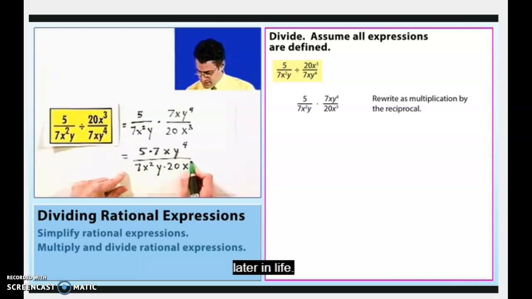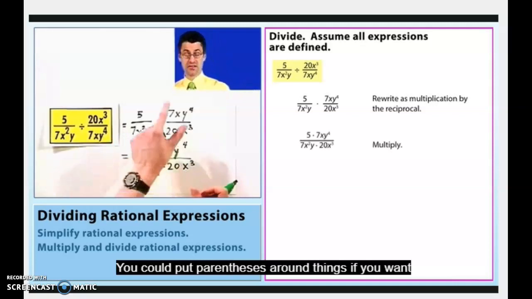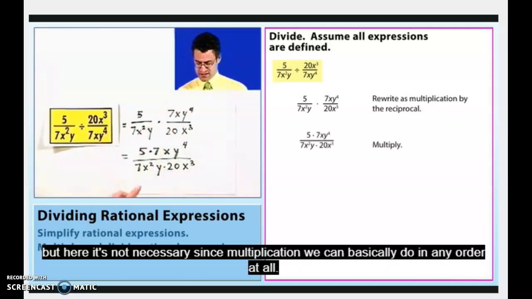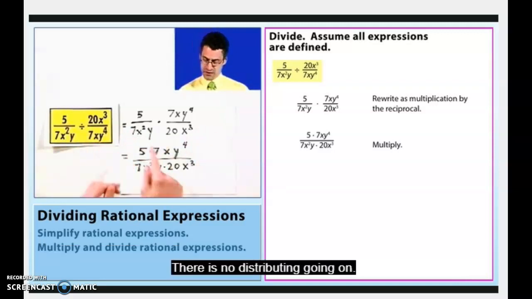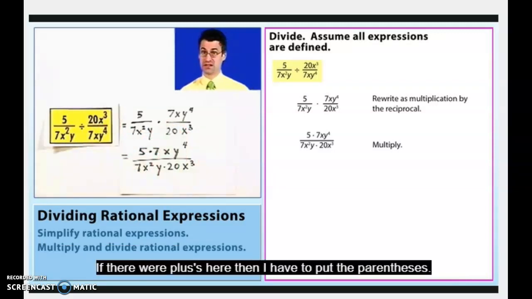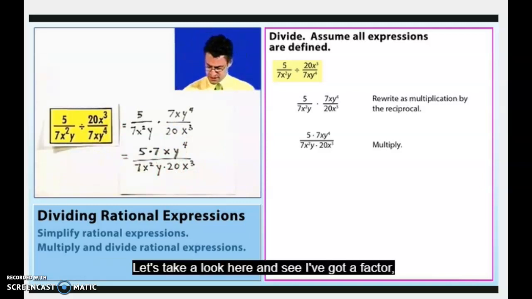You could put parentheses around things if you want, but here it's not necessary, since multiplication we can basically do in any order at all. There's no distributing going on. If there were pluses here, then I'd have to put parentheses. It's a little tricky. Let's take a look here and see.